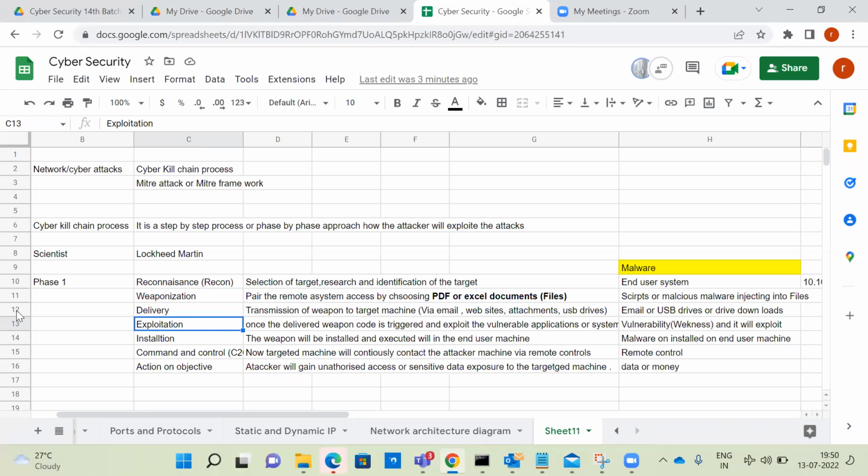How do you know the end user system IP address? How do you know the end user email address? If you know the email address, then only you will send the phishing email. If you know the end user IP address, then only you can target that IP address. But first of all, how will you identify that one belongs to X user?